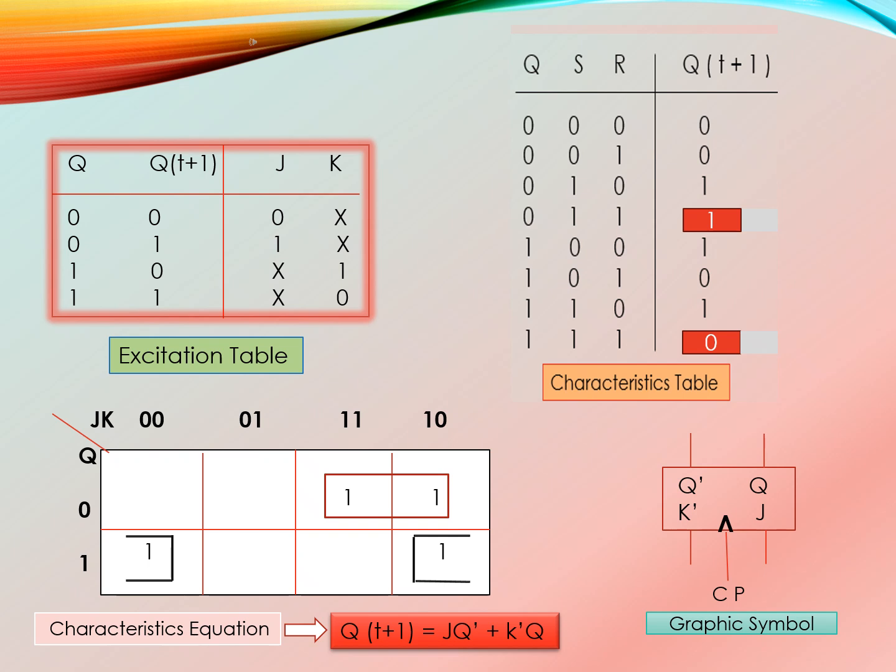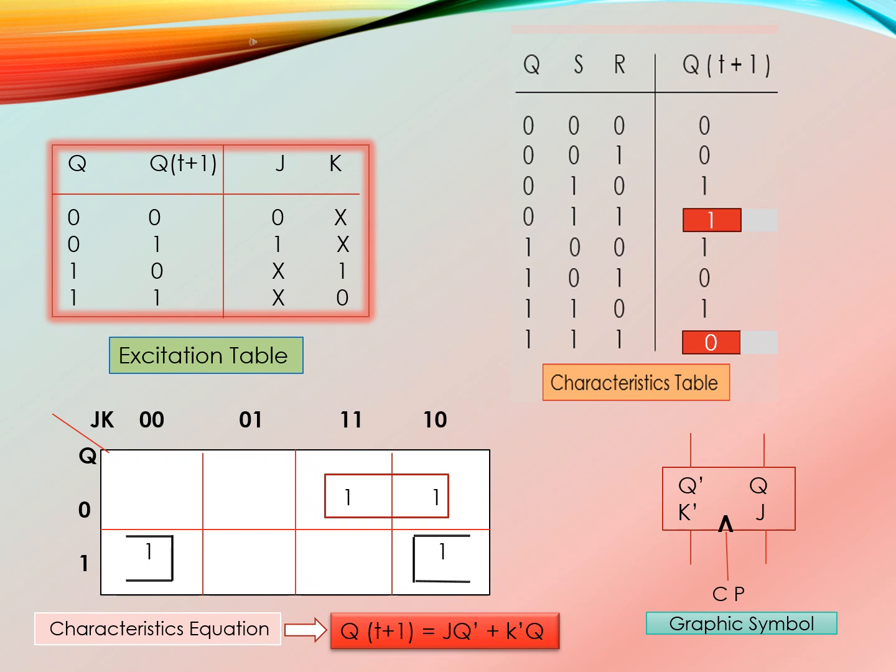Q(t+1) is the next state of the flip-flop, what we want to calculate. Q is the current state, either 0 or 1. Q prime is the complement of Q, opposite of Q. J is the set input, as in the RS flip-flop, and K is the reset input, and K prime is the complement of K.